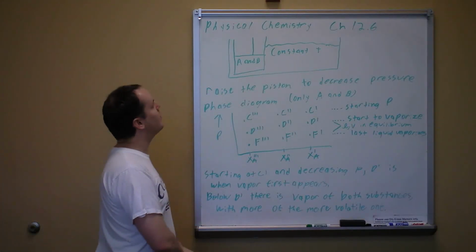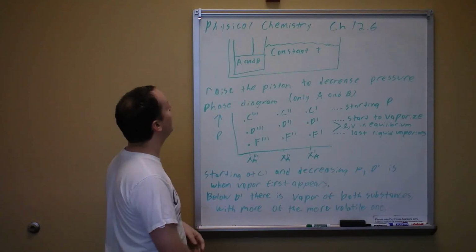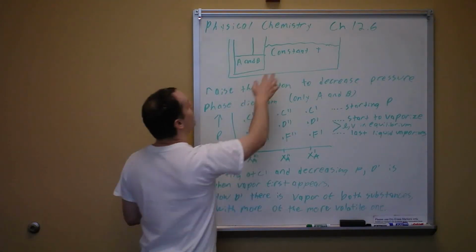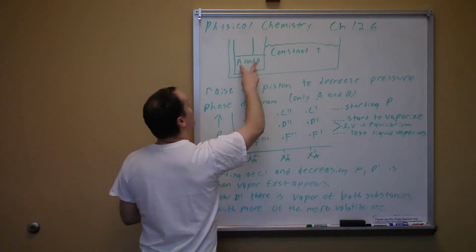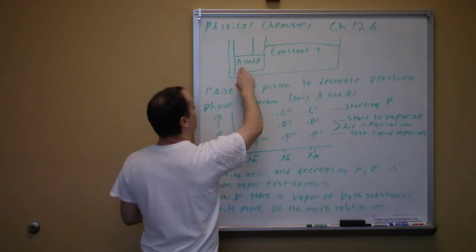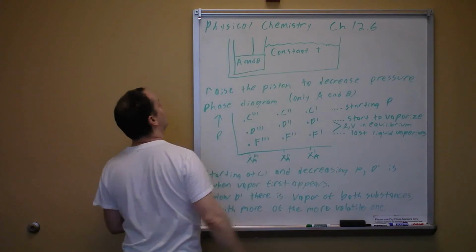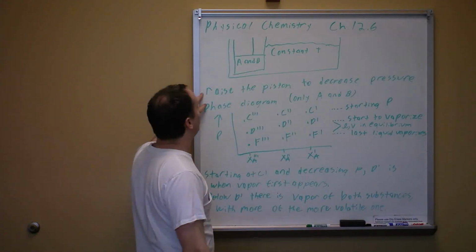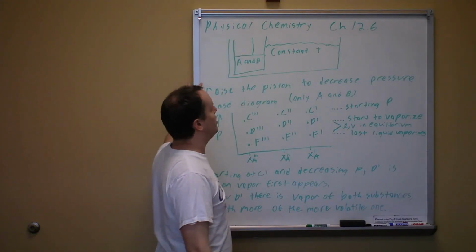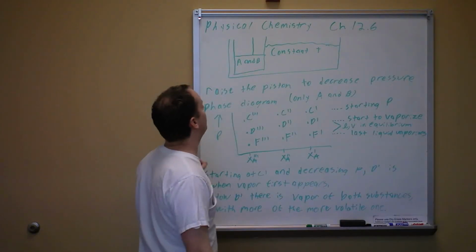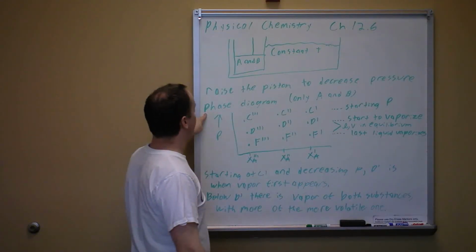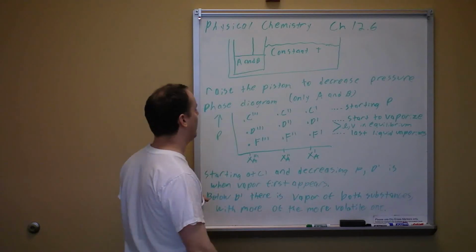Continuing on physical chemistry, chapter 12, section 6, we're talking about liquid-vapor equilibrium. So let's say we have a constant temperature bath, and in that we have a cylinder with liquid A and B, held down by a piston applying pressure P. Now we're going to raise up this piston to decrease the pressure in our system of A and B. And we're going to use this information to make a phase diagram.